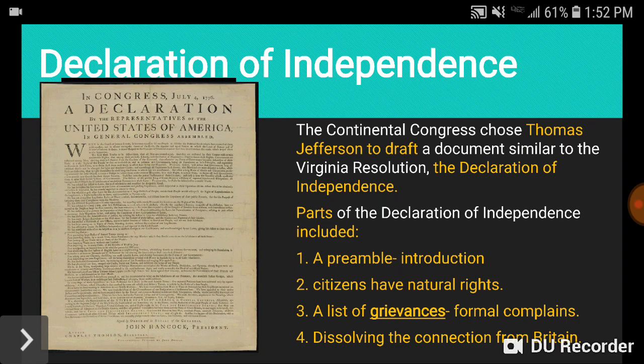Part 3 is a list of grievances or formal complaints. Sorry for the typo, guys. But a list of grievances or formal complaints about here's all the things that we see are wrong with the King of England.